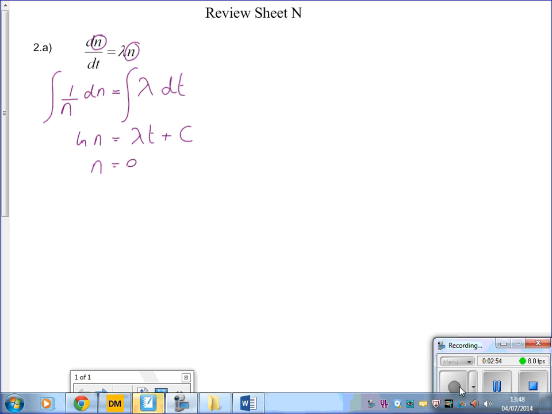It tells me n equals e to the power of lambda t plus c. Because I can split that up, lambda t times by e to the power of c. This just being a constant means I can rewrite it, that constant in front, times by e to the lambda t. And that's my general solution.